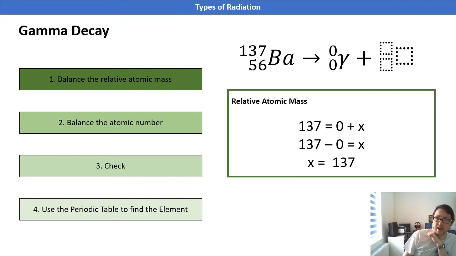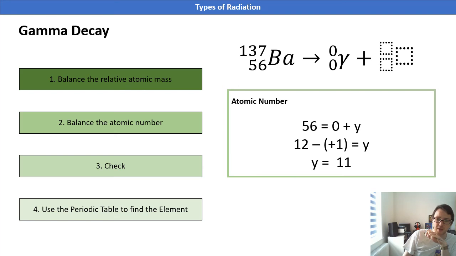Okay, the hardest one of the lot now, gamma decay. Hopefully you can see my sarcasm when I say that, because this time it's 0, 0. So hopefully you're already ahead of me and you can work out what's going to happen. But 137 is equal to 0 plus another number. Well, that number has to be 137. And looking at the atomic number, 56 equals 0 plus another number, so that other number must be 56. So therefore, and again, ignore the box, I seem to have made some mistakes there, but therefore 137 and 56 is our relative atomic mass and our atomic number.